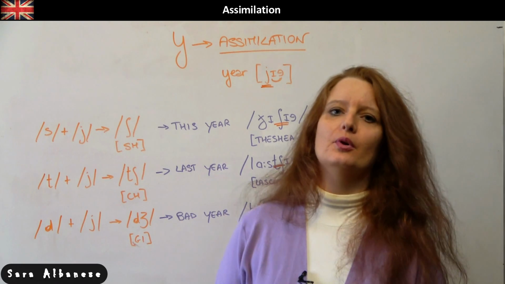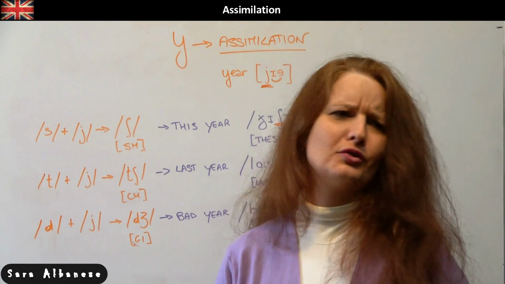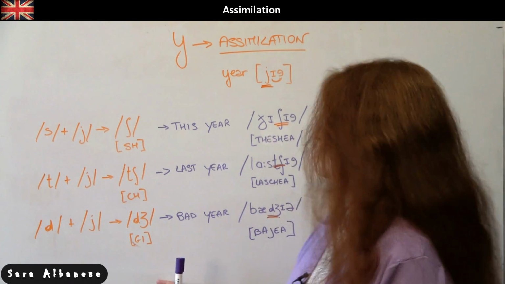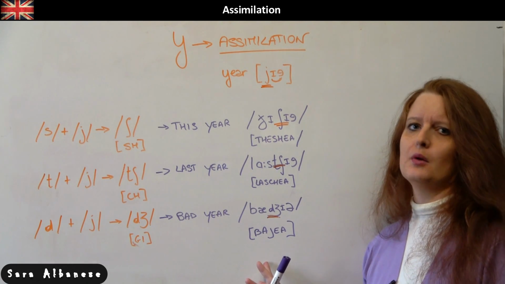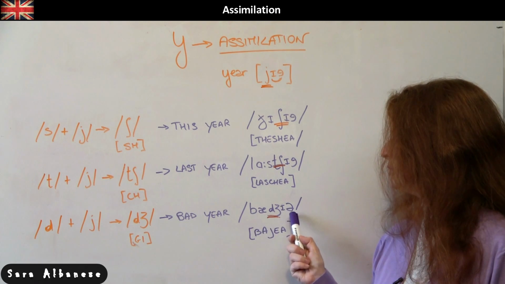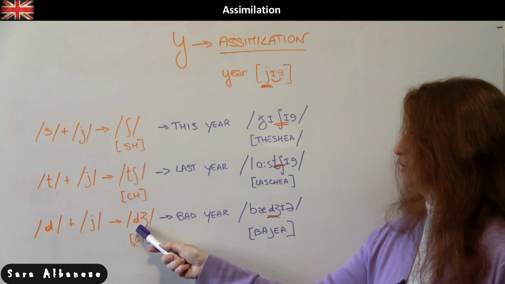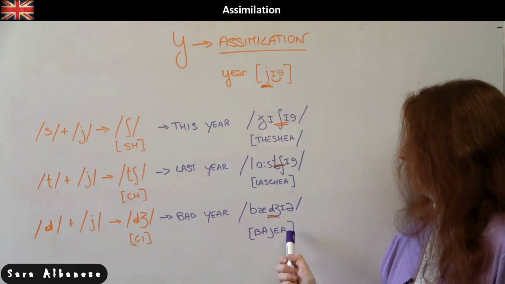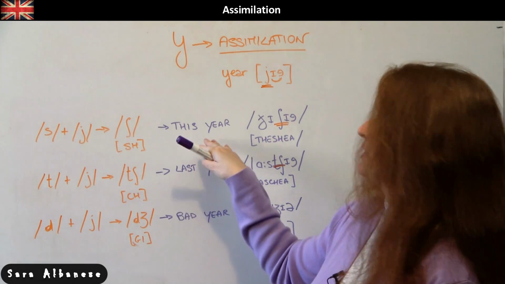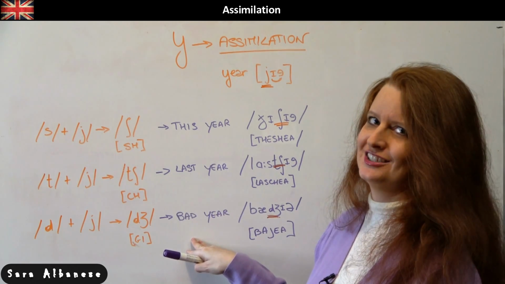In this case, for example, "a bad year." You will never or almost never hear a native speaker talking like this. They would rather say "a bad year." This was a bad year. This is the transcription, so B, the sound A, and then the sound here, "j," and then the diphthong is always the same: "bad year." Okay? So let's repeat it together. This year, last year, and bad year.